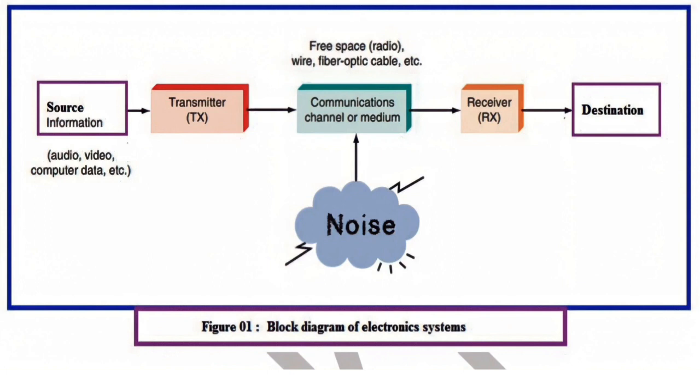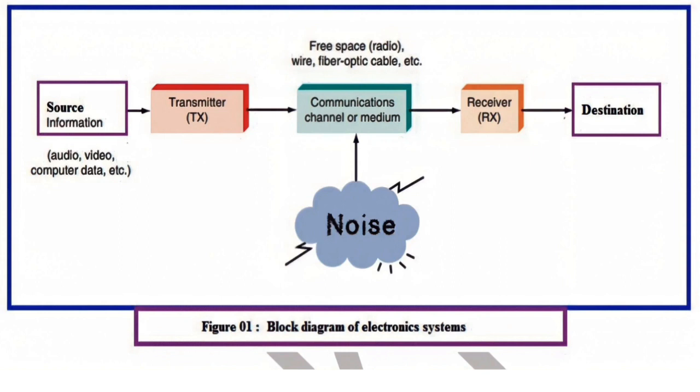Here we can see the block diagram of electronic communication system. The first block is source information. It includes audio, video, computer and data, etc. Second block is transmitter block. Here the modulation of signal takes place. The next block is communication channel or medium, the most important block of this diagram. The next block is receiver. Here demodulation of signal takes place.